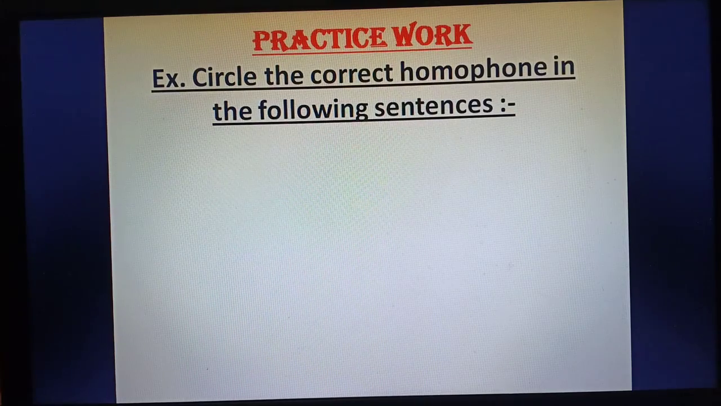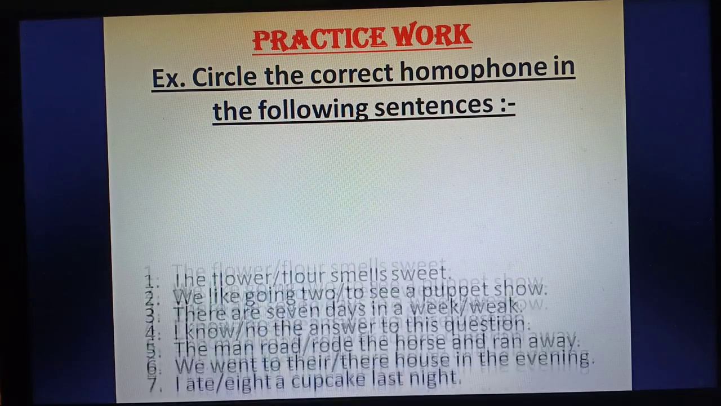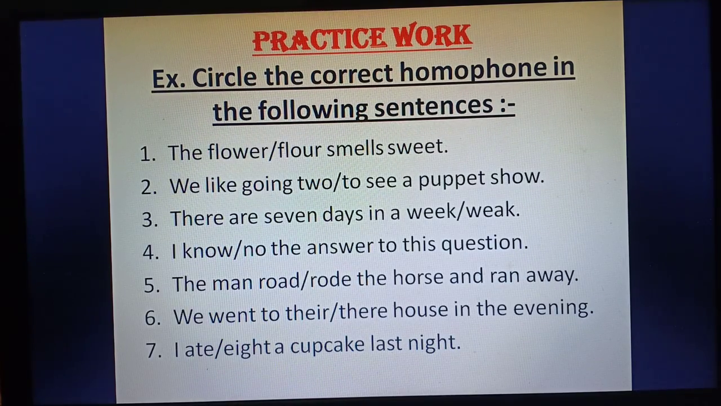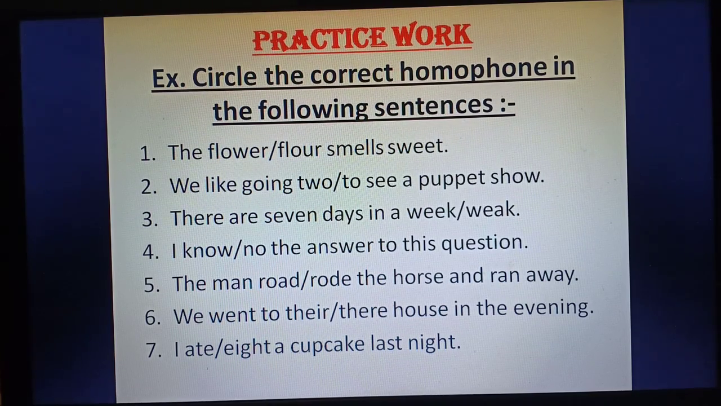Now the same thing you have for your practice work, with different sentences. So write it down. Circle the correct homophone in the following sentences. This you will do on your own. I will not give you the answers. Number 1: the flower, FLOWER, flower, or FLOUR, flower, smells sweet.